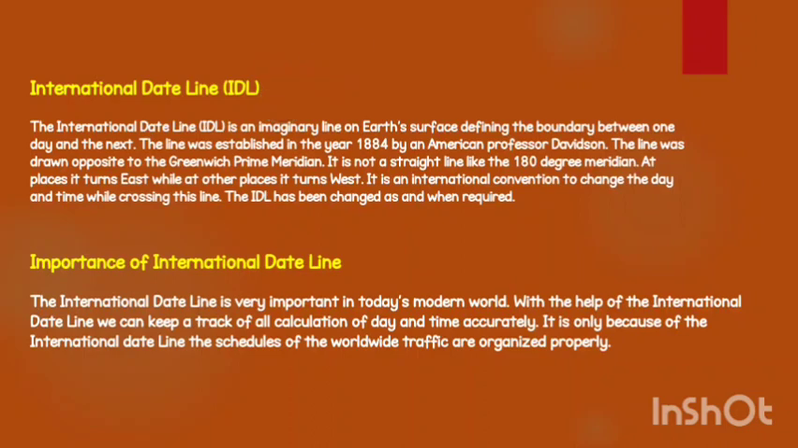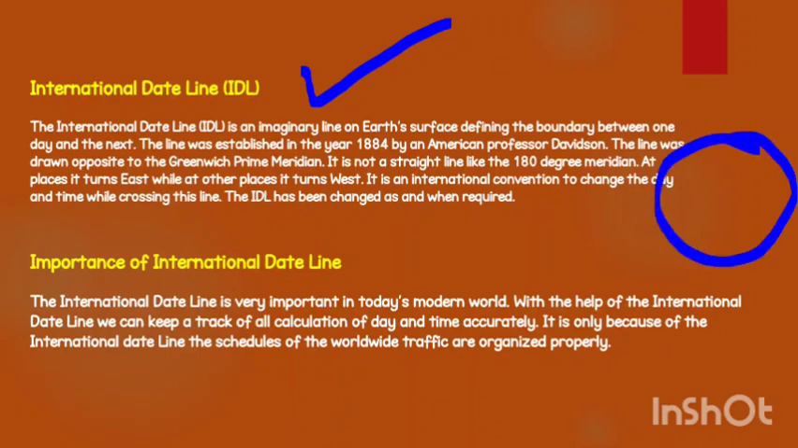Now we will discuss the international dateline. Okay, what is the international dateline? See, the international dateline is an imaginary line on Earth's surface that defines the boundary between one day and the next. Okay, and the line was established in the year 1884 by an American professor, and the line was drawn opposite to the Greenwich prime meridian. Greenwich is your 0 degree. On the opposite side, that is 180 degrees, this is your international dateline. Okay, and it is not a straight line.